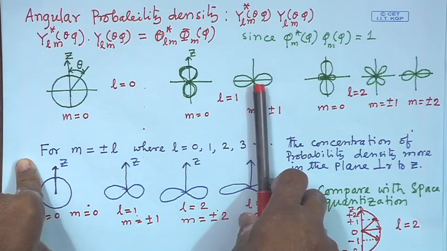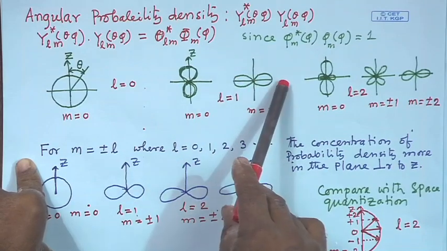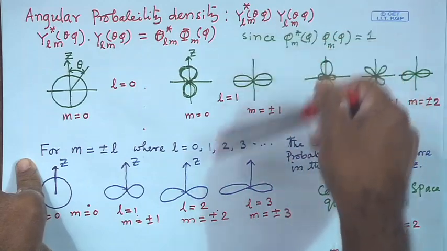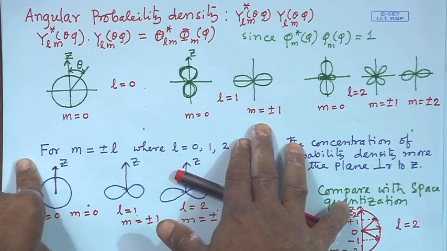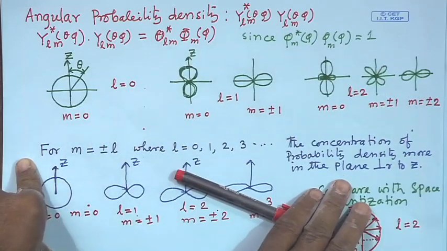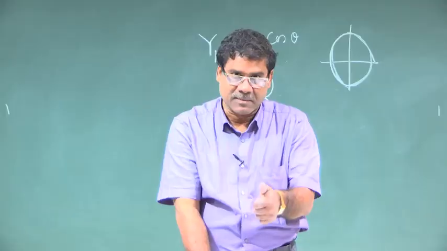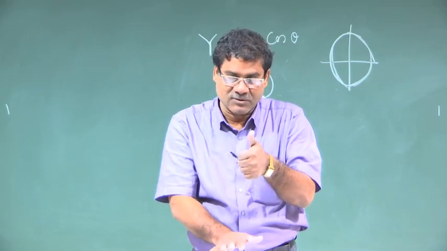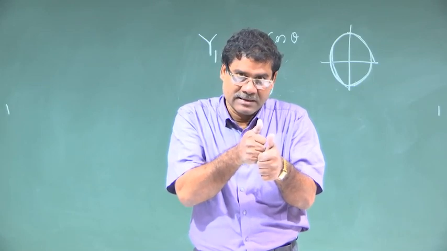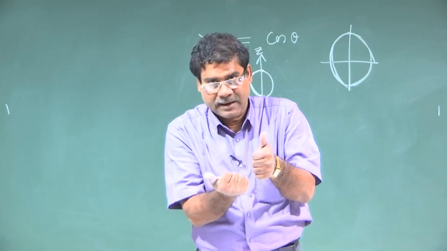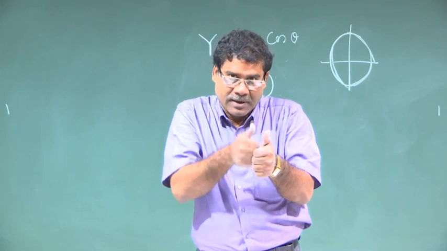I will discuss that. For m equal to plus 1, if it is the x axis, then for m equal to minus 1 it will be along the y axis. That is why we have written m equal to plus minus 1: it is basically on the xy plane, because z is perpendicular to the xy plane. Now I am moving from the z direction to the xy plane. When m equals 0, the maximum probability is along the z direction.